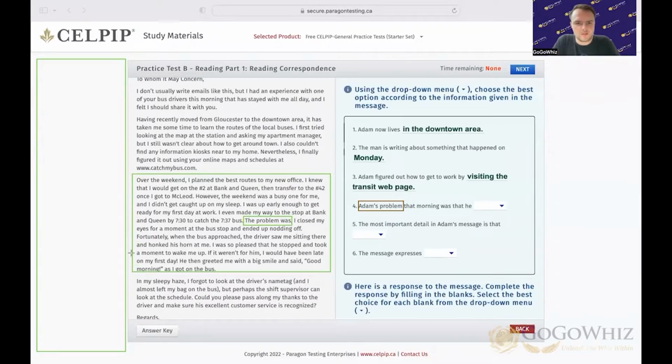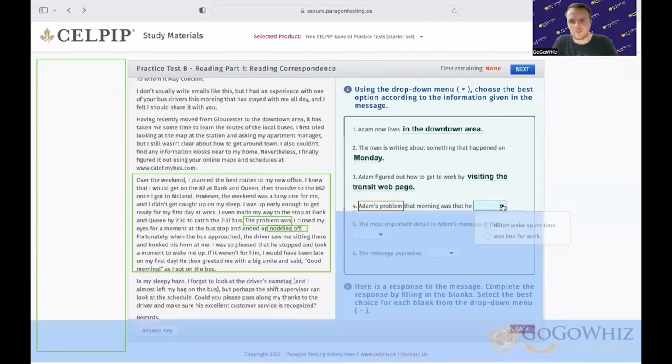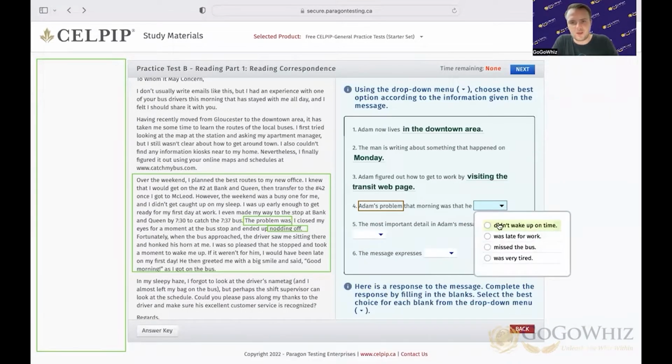All right. And if you read through this, it will say that he had a busy weekend, so he didn't have much sleep. So then by the time he got to the bus station, he started nodding off. Nodding off means starting to fall asleep. So if we take a look at our choices here, we have: he didn't wake up on time, was late for work, missed the bus, or was very tired.